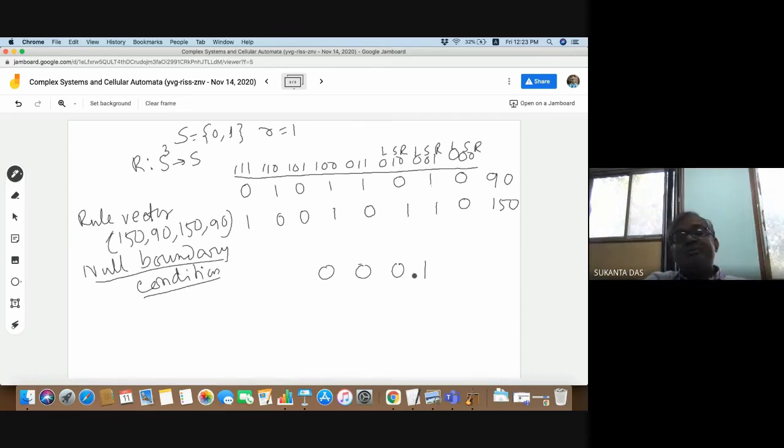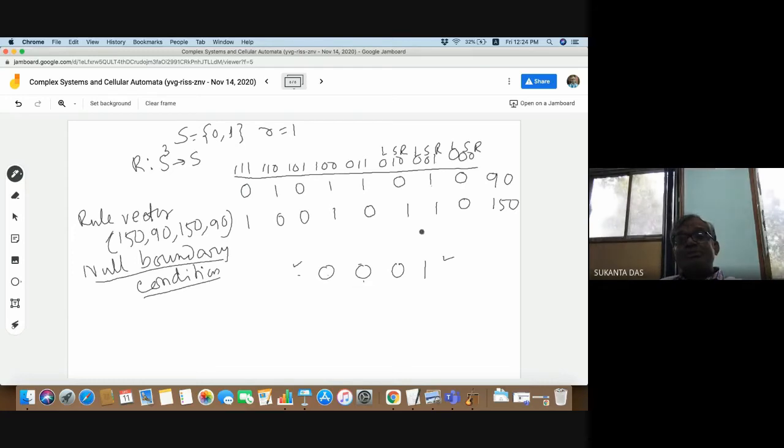So in the initial configuration, the length of the configuration is 4. Here we have a null boundary condition, right? So on the left hand side it is 0, and on the right hand side it is 0. Both are 0 because of this null boundary condition. So 0 0 0. First rule is 150.